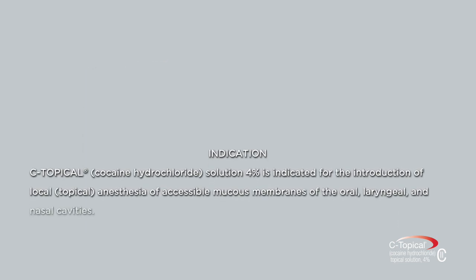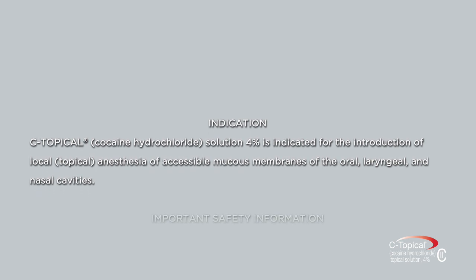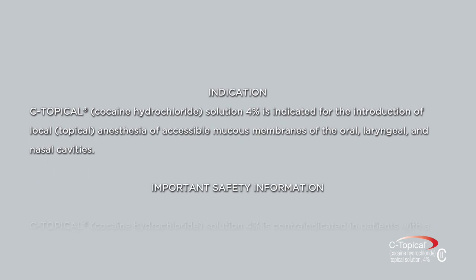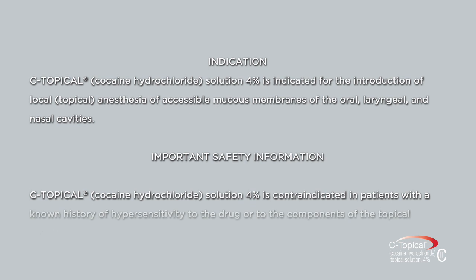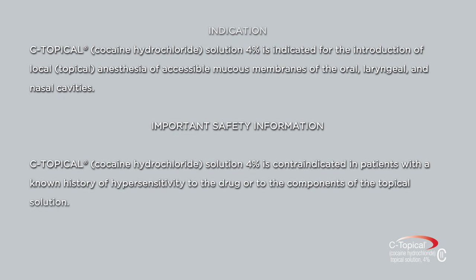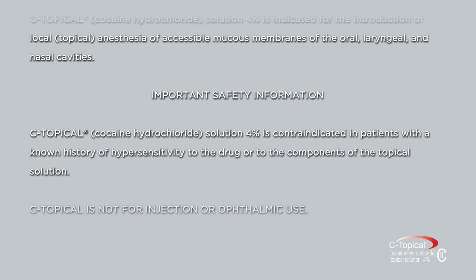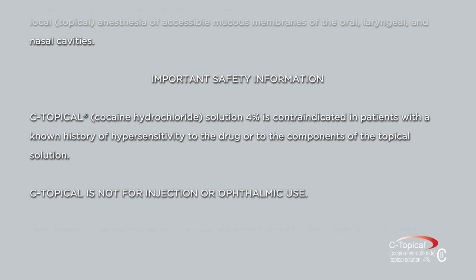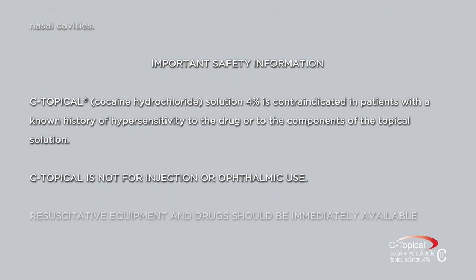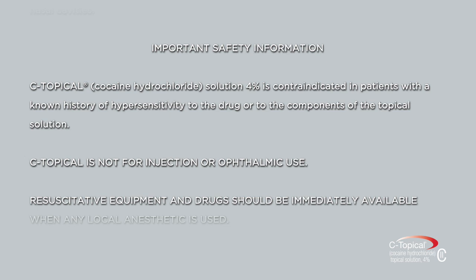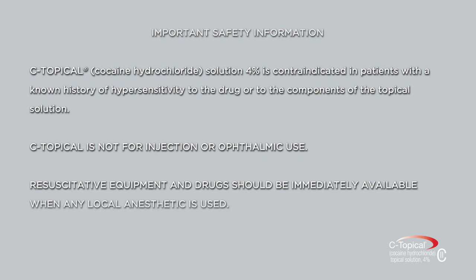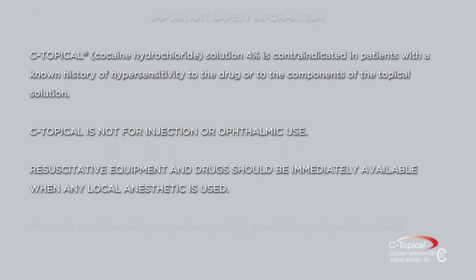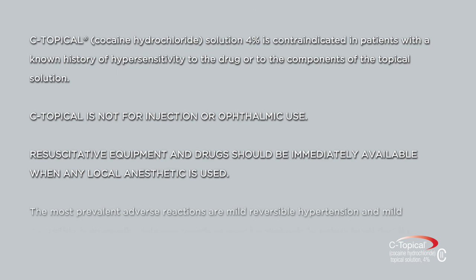C-Topical, cocaine hydrochloride solution 4%, is indicated for the introduction of local topical anesthesia of accessible mucous membranes of the oral, laryngeal, and nasal cavities. C-Topical cocaine hydrochloride solution 4% is contraindicated in patients with a known history of hypersensitivity to the drug or to the components of the topical solution. C-Topical is not for injection or ophthalmic use. Resuscitative equipment and drugs should be immediately available when any local anesthetic is used.